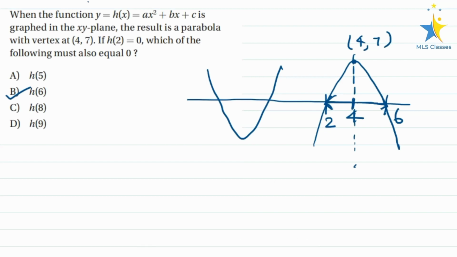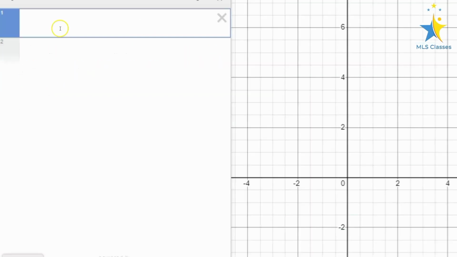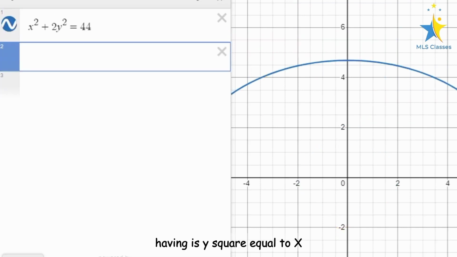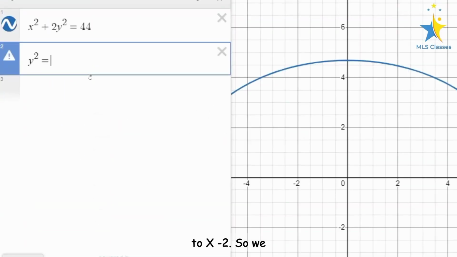Moving to next question. In this question, it says when the two equations above are graphed in the xy plane, they intersect in the point (h, k). What is the value of h? So we can simply write this equation in graphing calculator and we can solve this. So let's see. So we are having x square plus 2y square equal to 44. And the second equation we are having is y square equal to x minus 2. So we will see where they are intersecting.